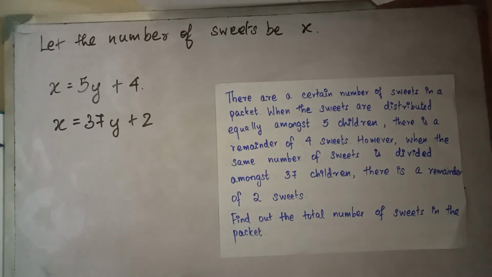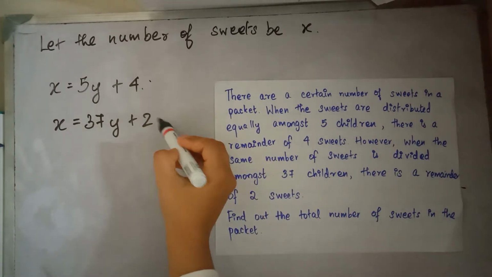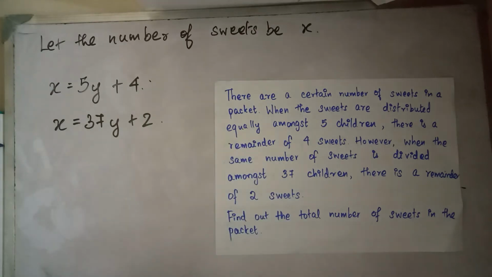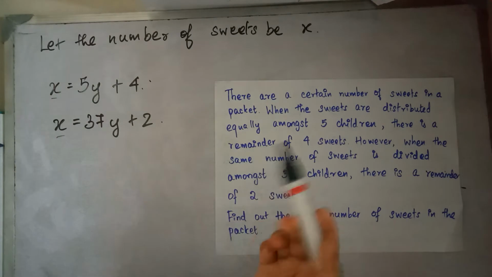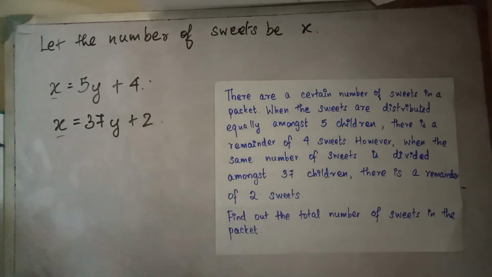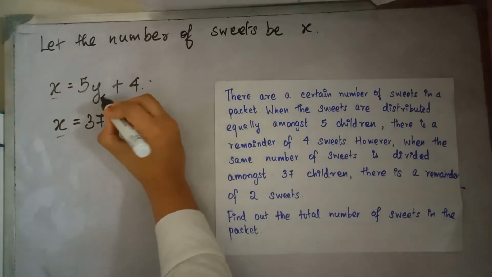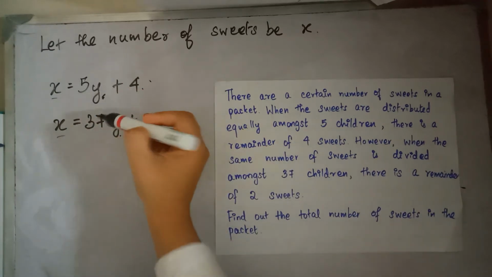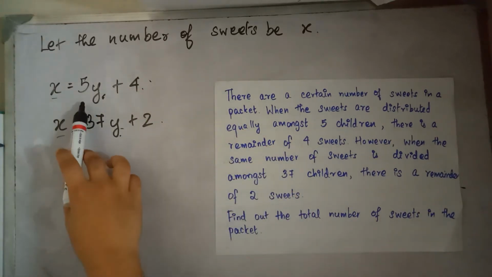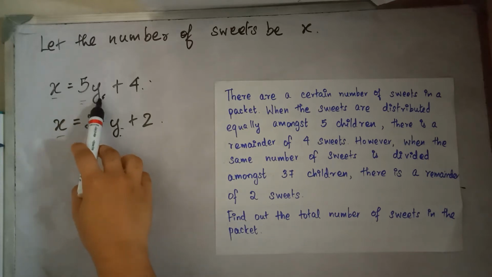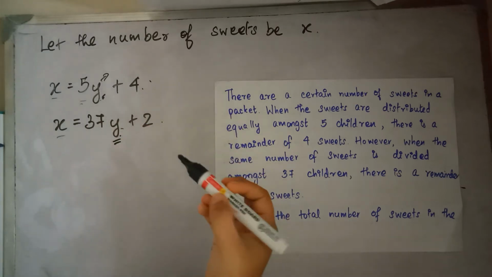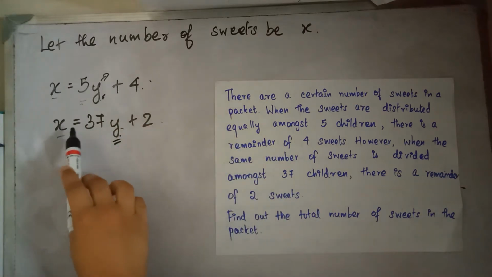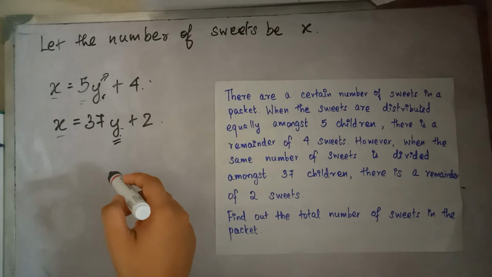Now some people might be wondering, why can't we just equate both of these equations? Because we have done that in other questions and both of them are equal to x, so we'll be able to find out y if we equate them. Now why we can't do that is because this y is not the same as this. These two variables are not the same. Because the number of sweets that each child gets when divided by 5 children, the value of y, won't be the same as this variable, because in this case, the number of sweets is divided by 37 children.